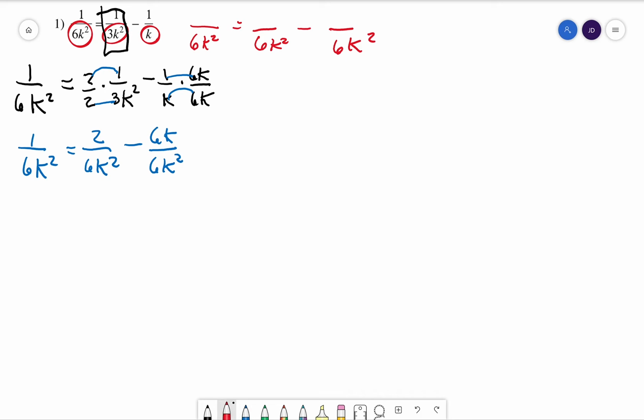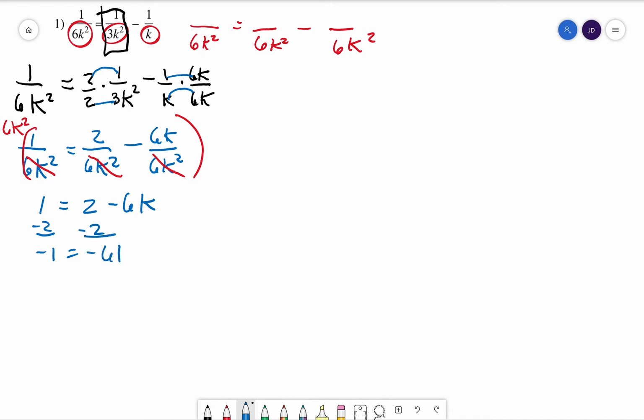Now, once you have the same denominator, then it's real easy because we could just multiply both sides by 6k squared. And my 6k squared are going to cancel out. Now I'm left with 1 is equal to 2 minus 6k. I subtract 2 from both sides. I get negative 1 is equal to negative 6k. I divide both sides by negative 6, and I get k is equal to 1 over 6. And that is going to be my answer.